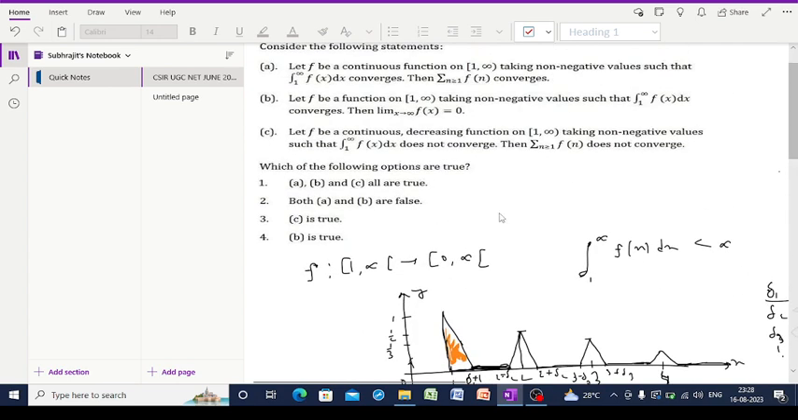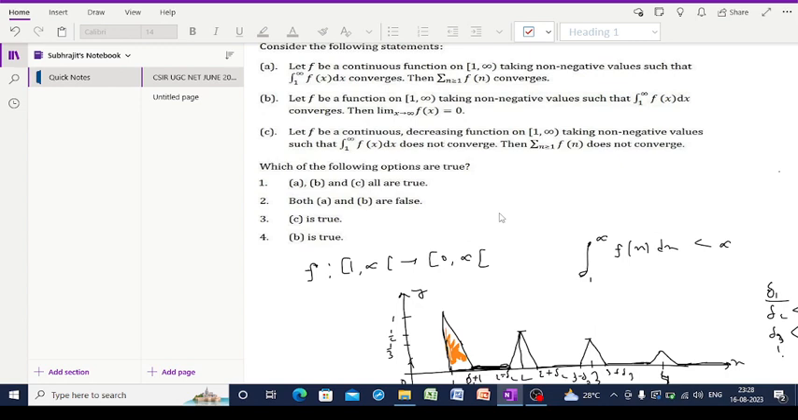Option B, we have given an example of a function f such that integration 1 to infinity f(x) dx is convergent, but limit x tends to infinity f(x) does not exist, that is, not equal to 0. So clearly option A and option B are not true. Now look at option C.